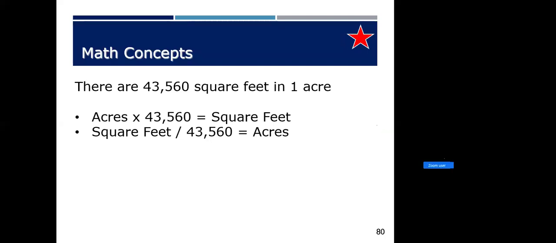So the number is 43,560, and this is the number that we need to know so we can convert square feet to acres and acres to square feet. Bottom line, every single acre has 43,560 square feet in it. If you want to multiply, or if you want to go from acres to square feet, you have to multiply. If you want to go from square feet to acres, you have to divide.